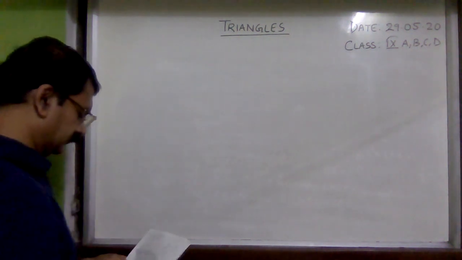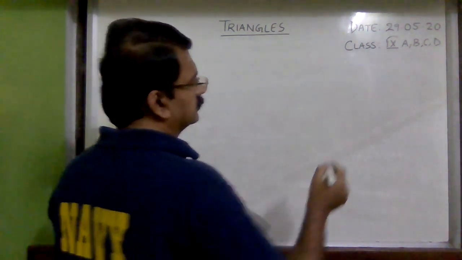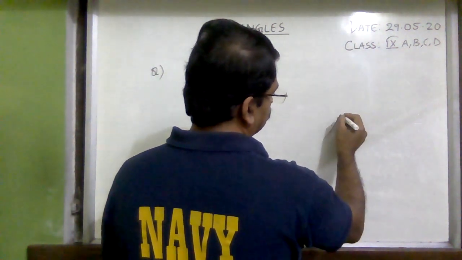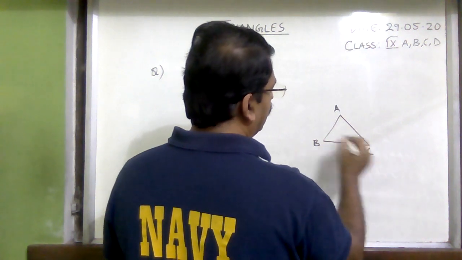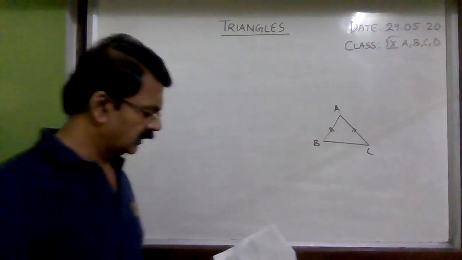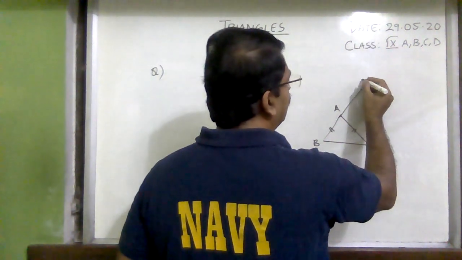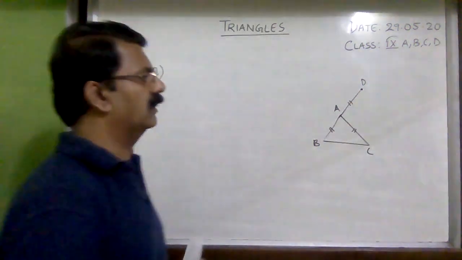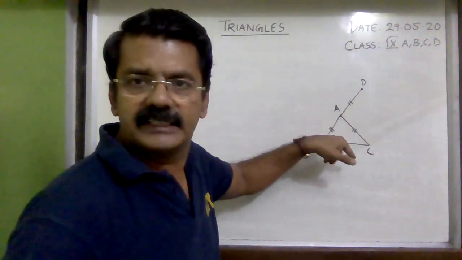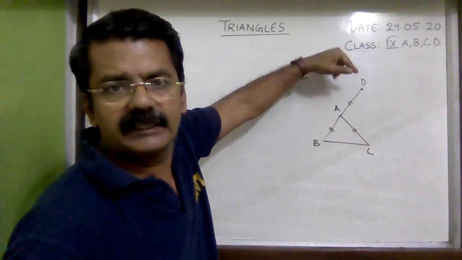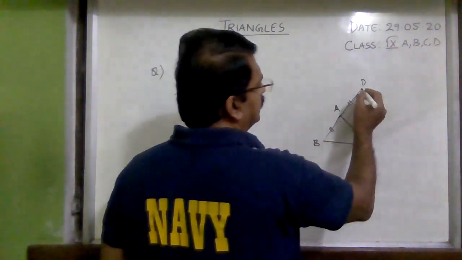Next question. There is a triangle ABC in which it is given that AB is equal to AC. Now BA is extended to the point D such that AC and AD are also equal. So AB and AC are equal in triangle ABC. Then BA is extended to a point D such that AD and AC are also equal. Now you join DC.